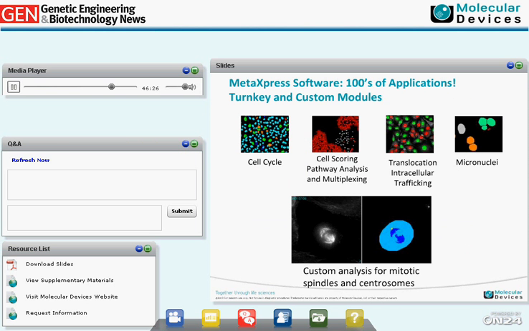And again, our custom module editor allows for unrivaled flexibility to build your own custom modules to address questions that fall a bit outside of our pre-configured modules capabilities. As we see in the example here, where we've multiplexed measurements of mitotic spindle morphology with centrosome counting.